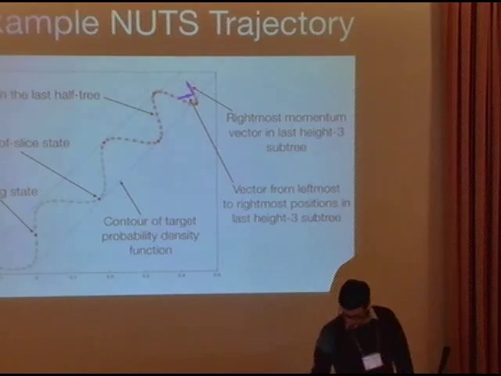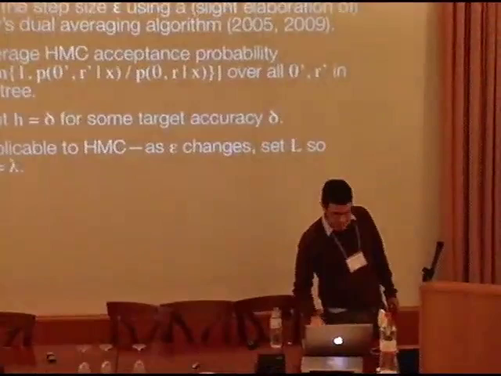I know that's going kind of fast, but in the interests of time, I'll keep moving. So we also need a way of tuning this step size, which we do using a slight elaboration of Nesterov's dual averaging algorithm. You could also use Robbins-Monro for this, and people have. This seems to work a little bit better.